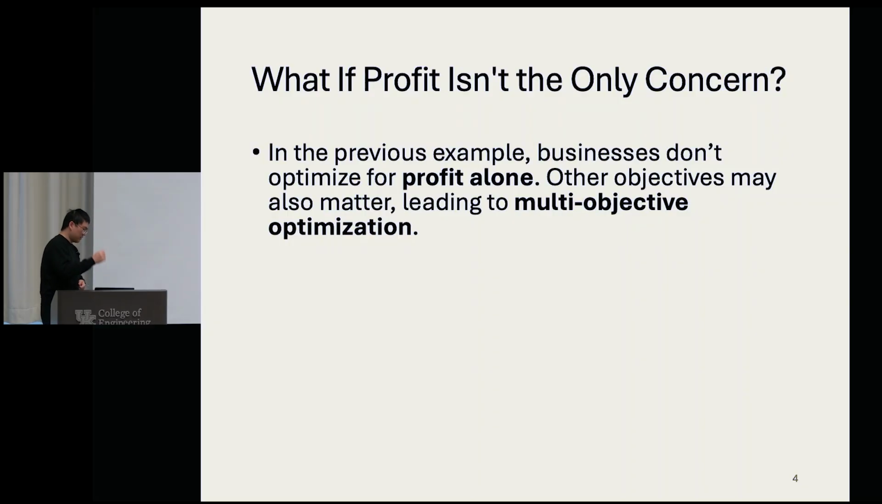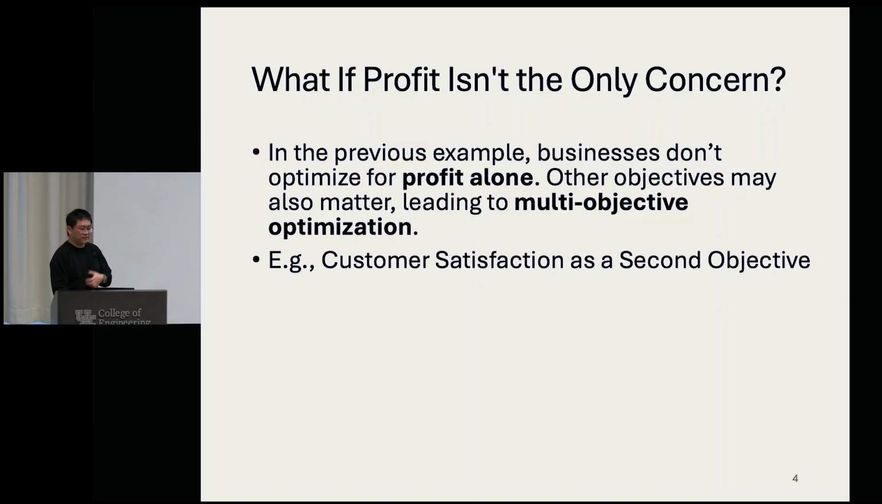Then let's consider one question. What if profit isn't the only concern in our previous example? Of course, profit is always the first objective for any company, but sometimes the company or business doesn't optimize profit alone, and other objectives may also matter, which leads to today's topic, multi-objective optimization. For example, we can view customer satisfaction as a secondary objective, or as another objective.